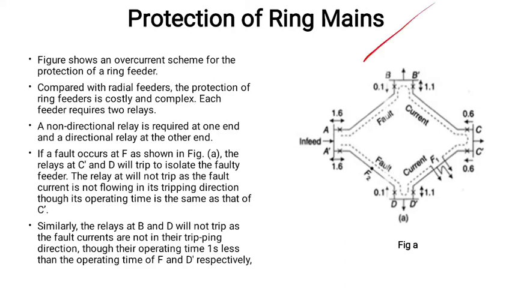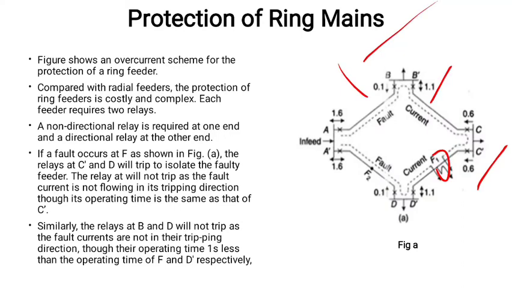Protection of ring mains. The figure shows the overcurrent scheme for the protection of a ring feeder. Compared with the radial feeder, the protection of the ring feeder is costly and complex. Each will require two relays. A non-directional relay is required at one end and a directional relay at the other end. Now, if a fault occurs at F as shown in the figure, the relays at C dash and D dash will trip to isolate the faulty feeder.